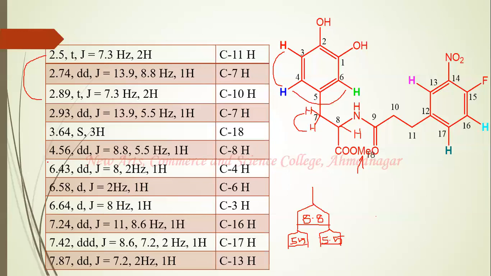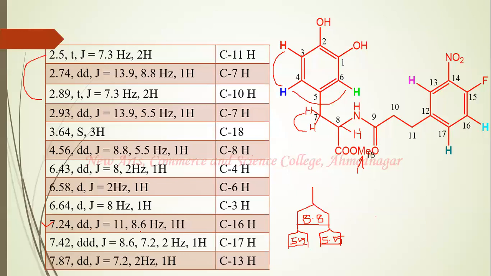Now the chemical shift values for these three protons are small as compared to the usual benzene chemical shift value. The reason is that the hydroxy groups are going to shield all the ortho partners. Therefore, all the protons are shielded protons. Then the next three signals are because of the protons present on the right side ring. So 7.24 doublet of a doublet with J is equal to 11 and 8.6 hertz coupling constant value.